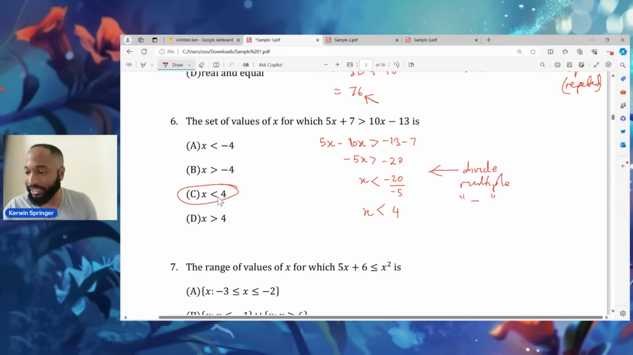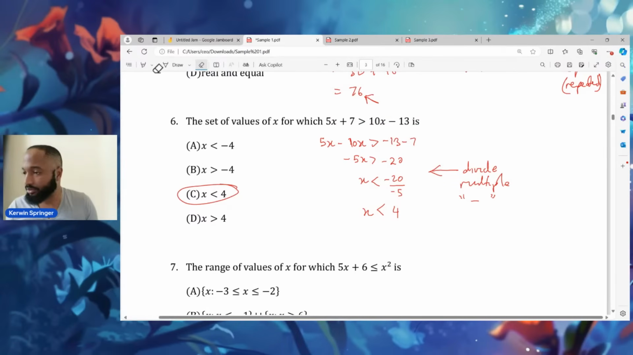Fine. If this is saying x is less than 4, let's substitute a number like 3 into this and see if it works. 5 by 3 is 15 plus 7, greater than 10 by 3, which is 30 minus 13. Yes, 15 plus 7 is greater than 30 minus 13. This works. No, that's not a foolproof method, you might miss it, so you don't start off with that. That's just a way to verify if your answer is correct.